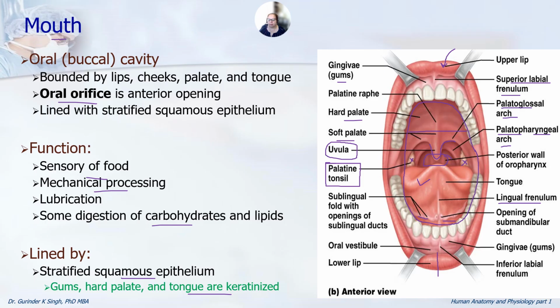Okay, so these are the palatine tonsils, which are part of your lymphatic system. Another thing is the space between your lips and your gums, which is known as the oral vestibule. I forgot to talk about the oral vestibule. Hopefully, I have covered everything in this picture.